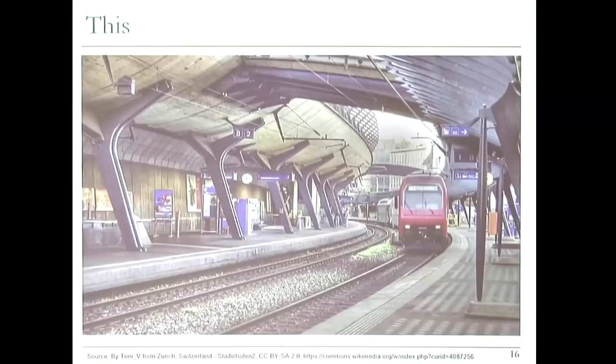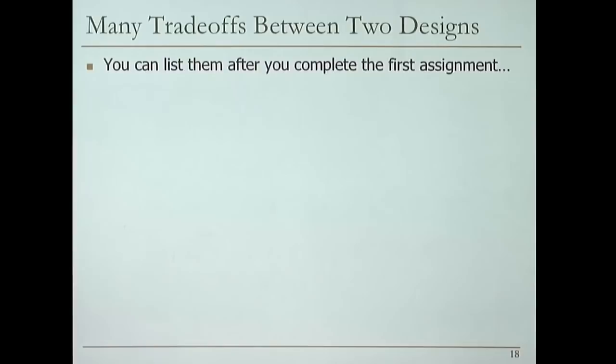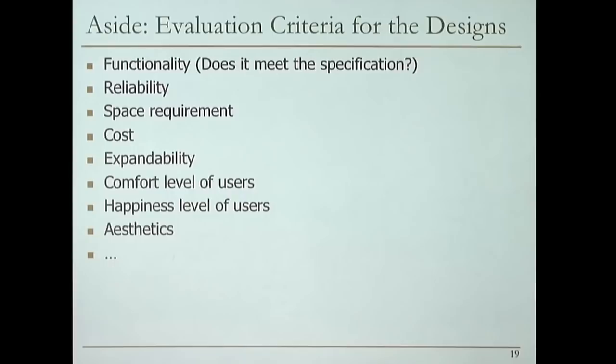So there are many trade-offs between the designs. You can list them after you complete the first assignment. This is not meant to be a real assignment at the moment, but let's look at some of the evaluation criteria. Whenever you're looking at two different architectures, you need evaluation criteria to decide which one is better, right? And this is true for computer architectures as well.